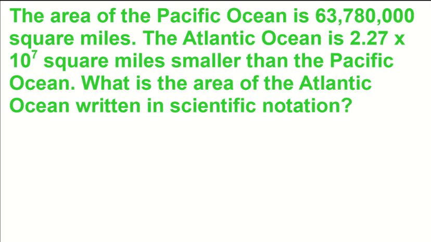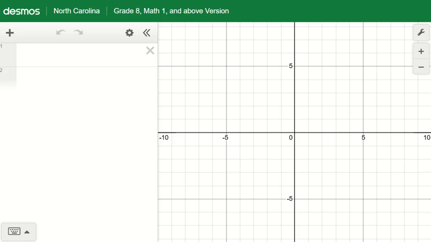So what we need to do is we're looking at this. First, we have to figure out always what kind of math are we doing, okay? So when we look at the problem, it says the Atlantic Ocean is smaller. So if it's smaller, what kind of math are we probably doing here? Subtraction. So we got to subtract these two numbers, right? So look, I'm going to go to Desmos, and I'm going to subtract those two numbers.